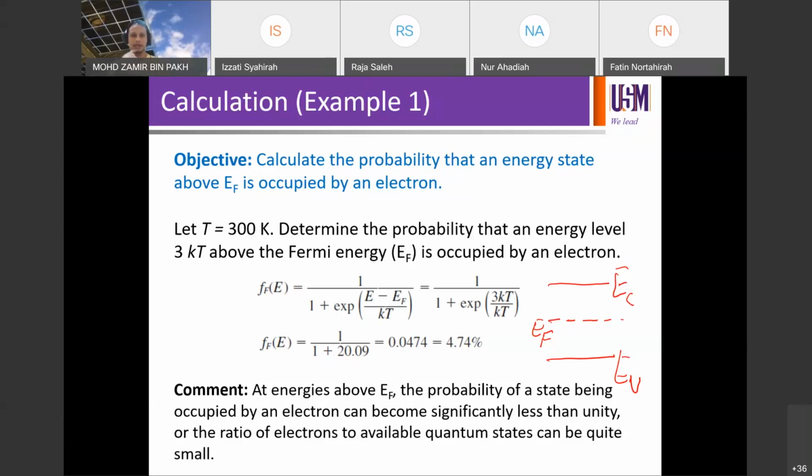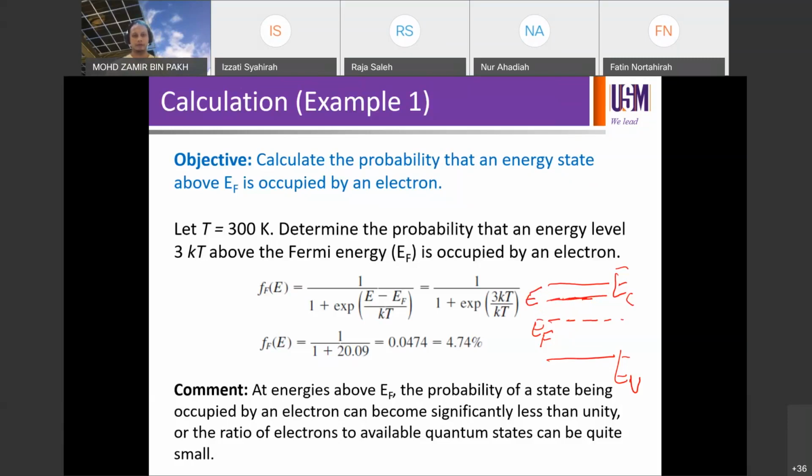Calculate the probability that an energy state above EF is occupied by an electron. So where is it? Is it on the upper part or on the lower part? Above here. I'm going to say above. Upper side, right? Okay, straightforward, right? Very straightforward. So anywhere above, for example, you can draw a continuous band if you like.